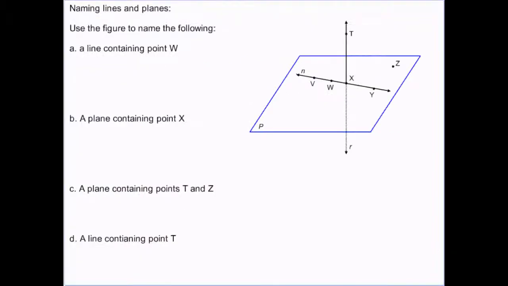Knowing what they are is all well and good, but you have to be able to talk about them. So to be able to talk about them, we have to be able to name them. And we name them based on their points. Okay, so lines are named with 2 letters, with a double arrow over top.